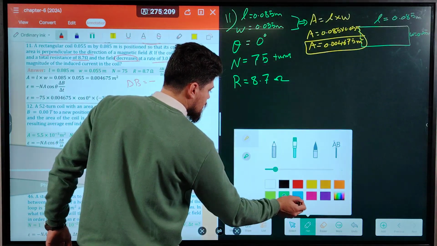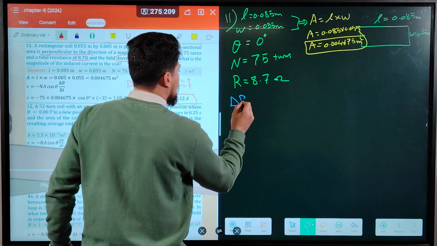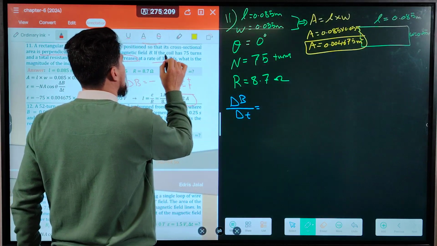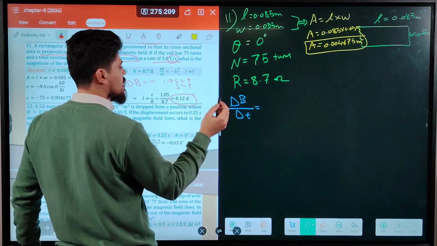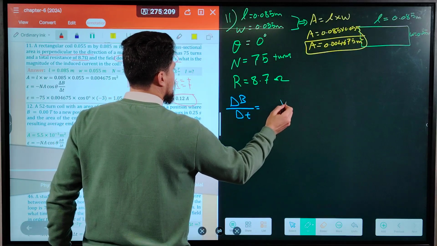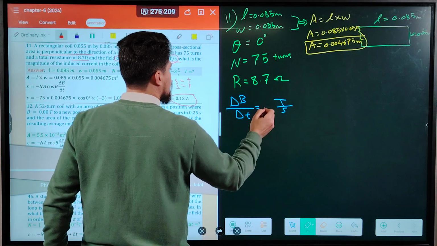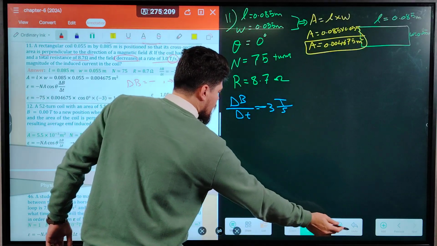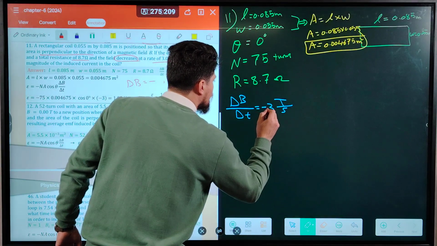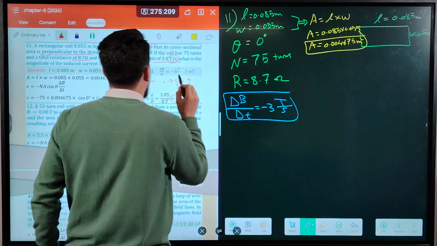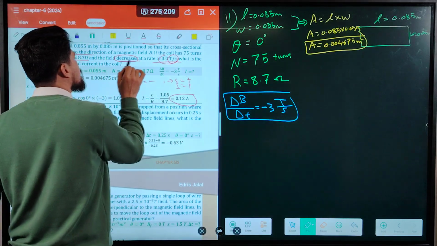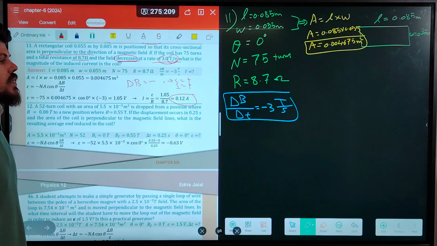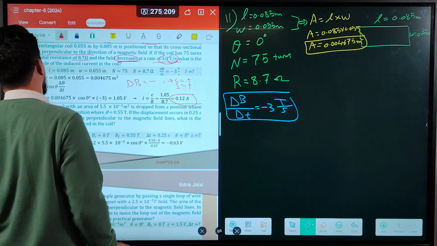Guys, look. Delta B over delta T is equal to what? How did you know this is delta B over delta T? Because Tesla per second. We have what? Tesla per second is equal to 3. But this 3 should be negative. Why? Because magnetic field decreased. How did you know this 3 must be negative? Because mentioned in the question, the field is decreased. If delta B decreased, EMF and induced current is positive.